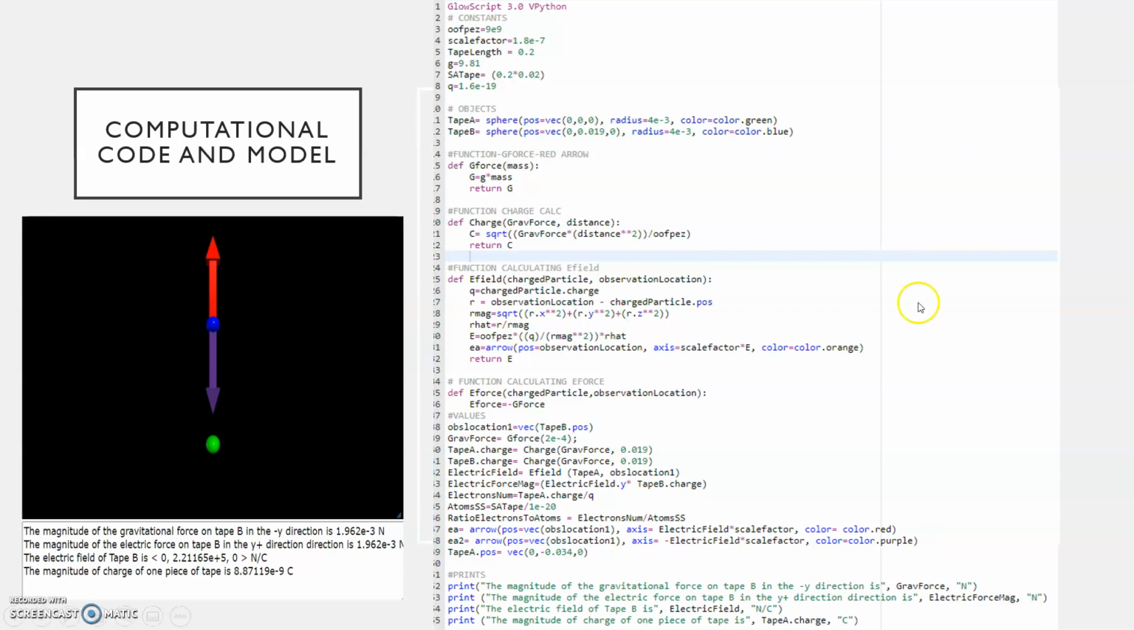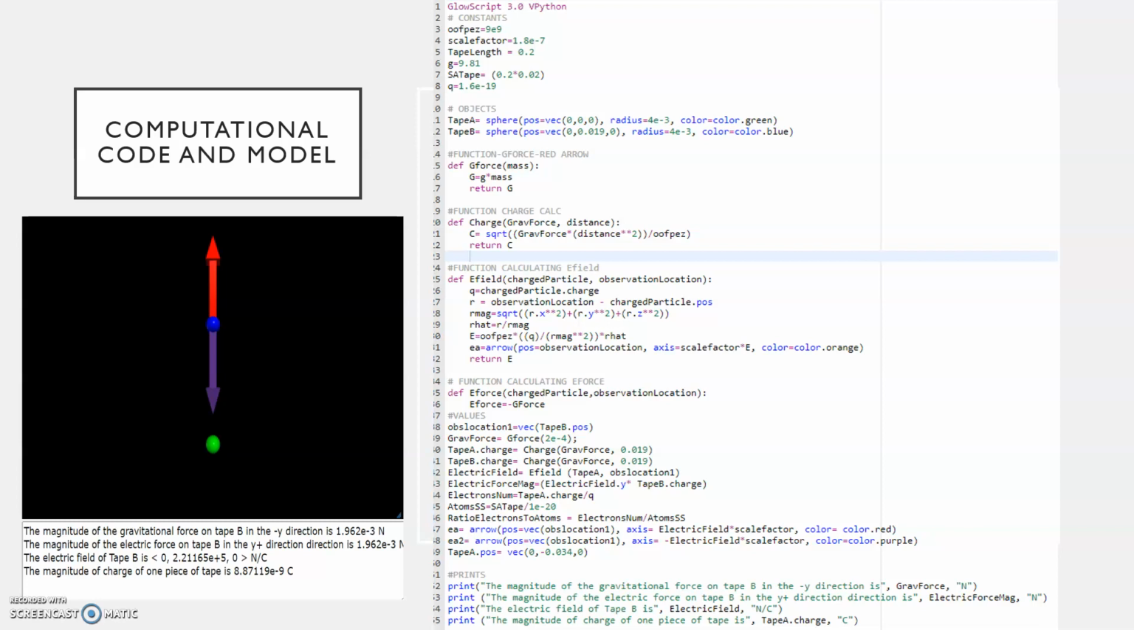And here is a computational model. I have the constants listed, such as the k value represented by 1/(4*pi*epsilon_0) and the q value, which is 1 electron charge. I have tape A and tape B represented by green and blue spheres, with tape B being the blue sphere. I have functions created for each of the major calculations, such as for force gravity, the charge calculations, the electric field calculations, and the electric force.